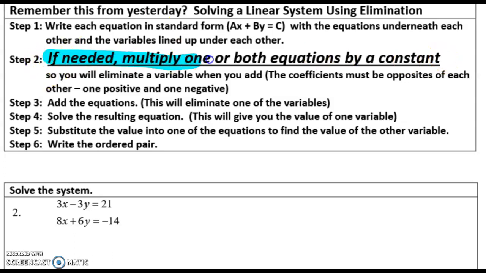So that is a problem. That's what we're going to think about today when we're doing our problems, is this second step. If you need to multiply one or both equations by a constant, you will do that in order to solve it. So there's an extra layer. That's the extra layer that we're going to have to do a little multiplication.